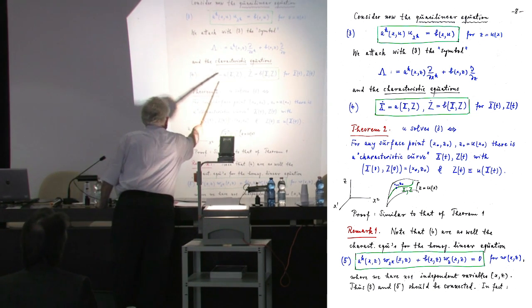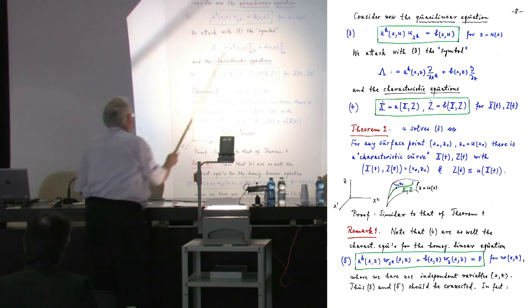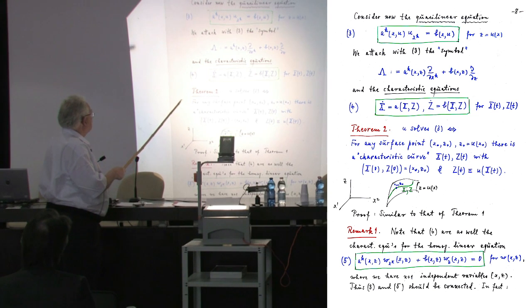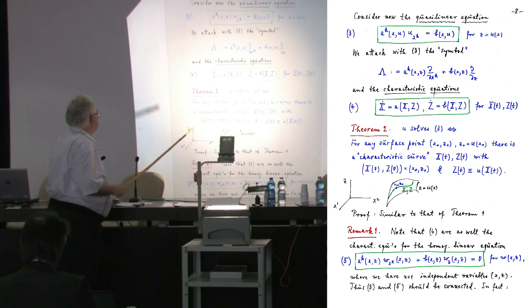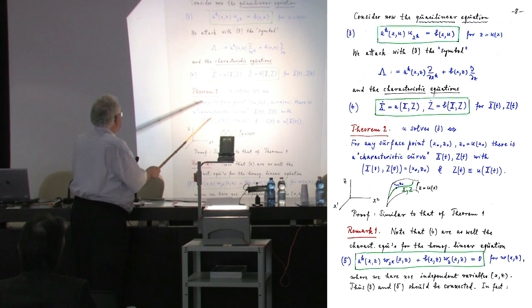instead of this equation you add an n plus 1's equation, z dot as a function of t should be b of composed with x of t and z of t. And the theorem is basically proved the same simple way as the first theorem.